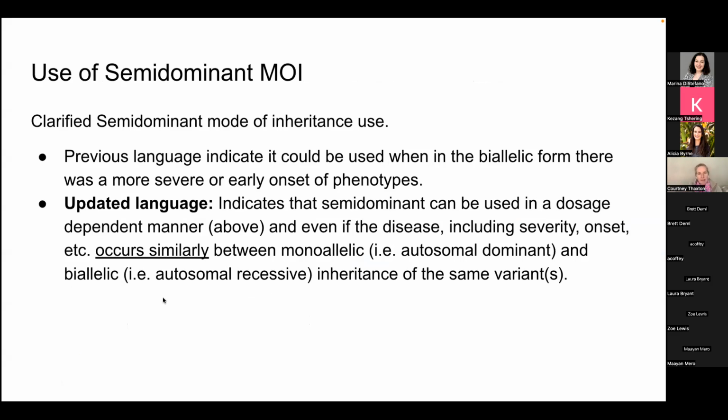We also wanted to provide some clarification on the use of the semi-dominant mode of inheritance. Our previous language really indicated that it had to be a dosage-dependent effect, which means that you have a more severe, earlier onset or some other change in the phenotypic feature severity. And in fact, we updated that to say it could also occur similarly between both monoallelic and biallelic observations of the same variant. So we wanted to bring a little more clarification around when this particular mode of inheritance could be used, and it doesn't strictly have to follow this more severe phenotype. This can be typical, but it is not always what happens.